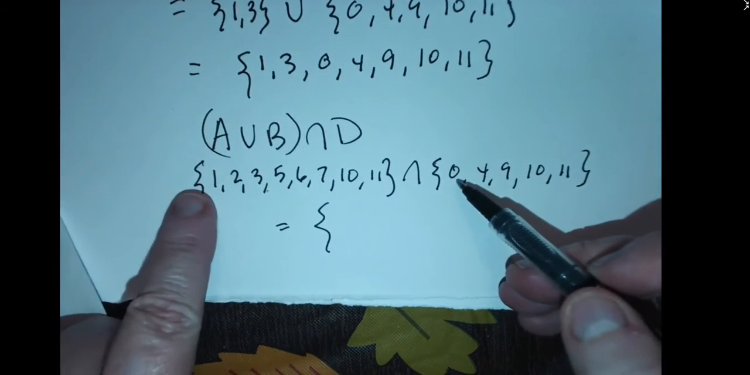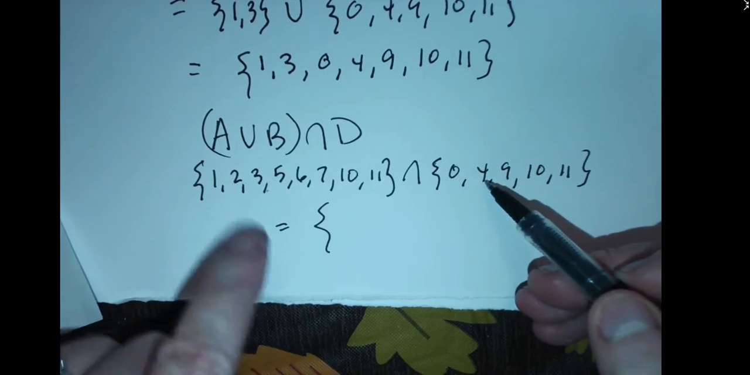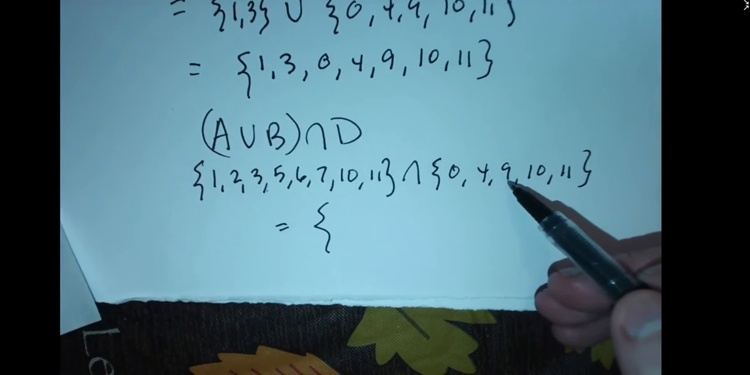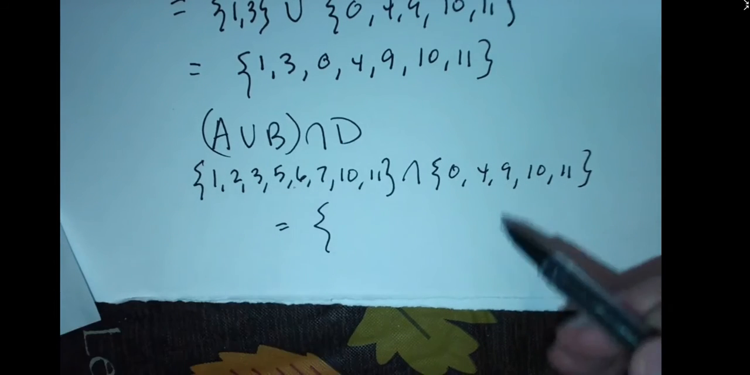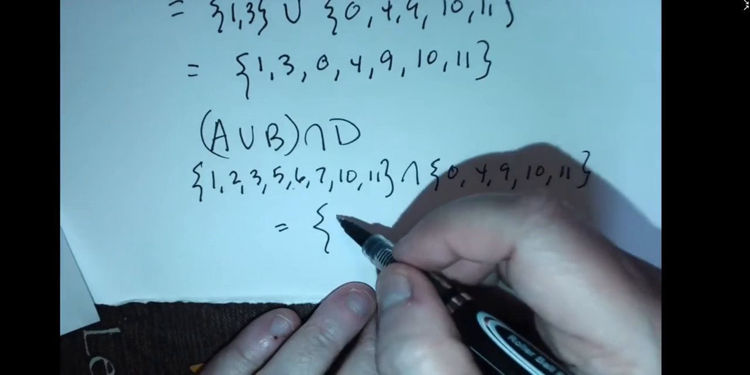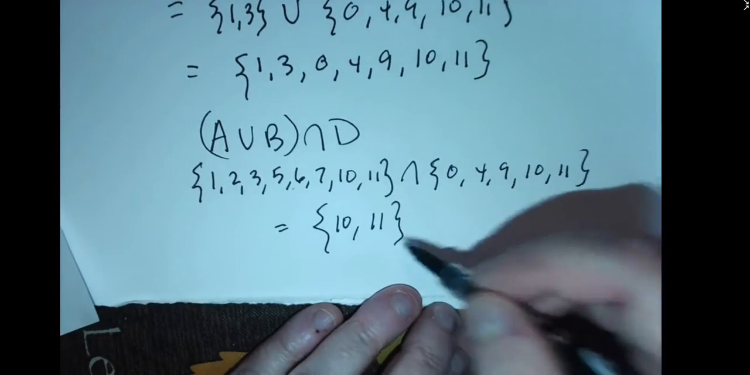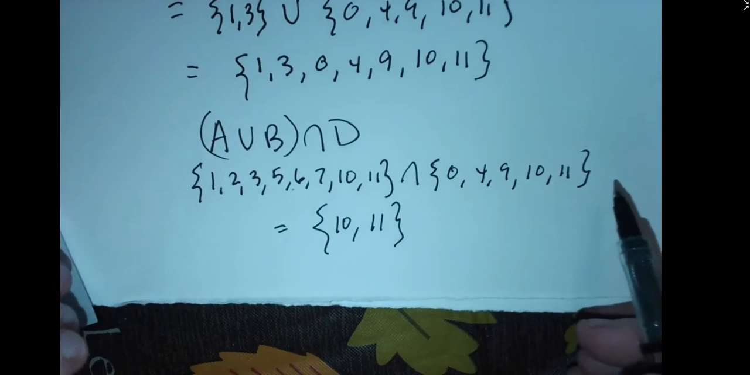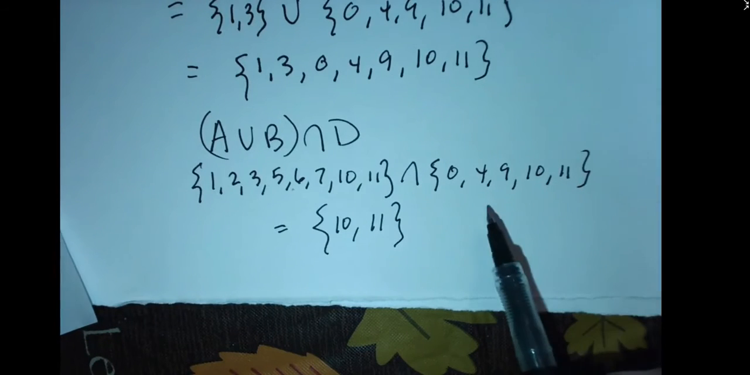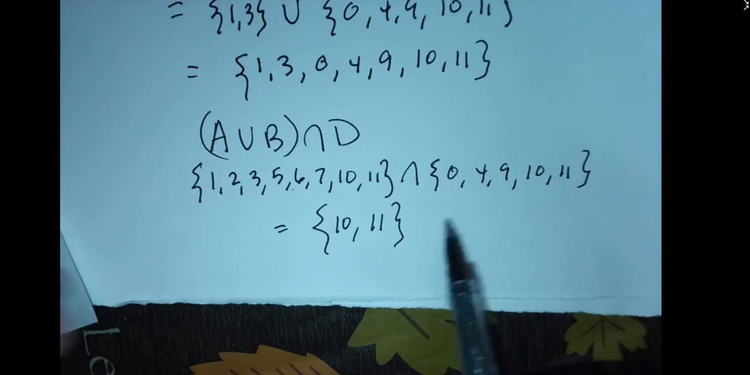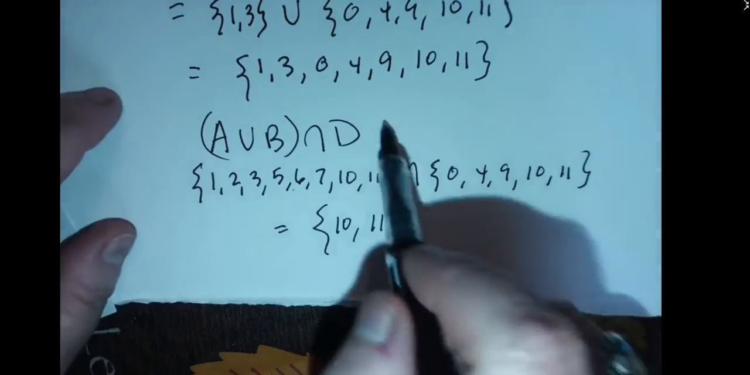So 0 is not in both. 4 is not in both. 9 is not in both. 10 is in both, and 11 is in both. You pick one set and you go all the way through it and then you're done. So always pick the smaller set. And this is what we get for this.